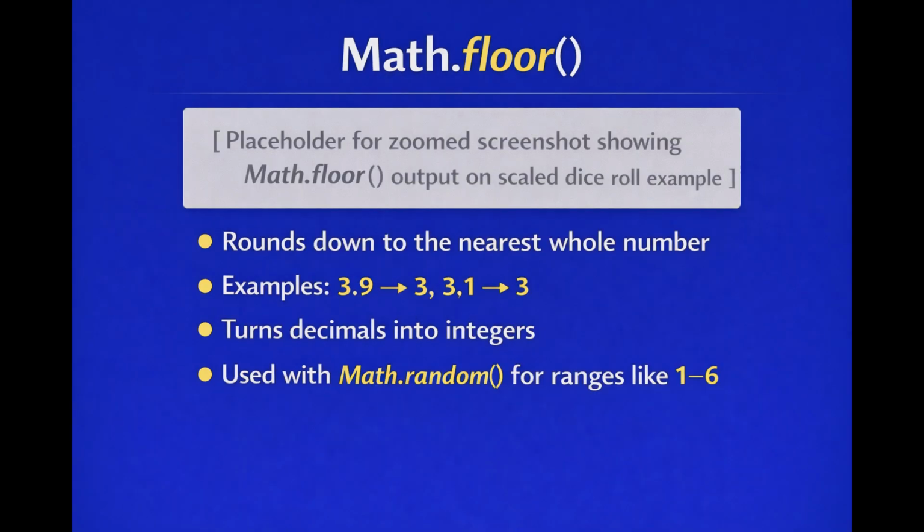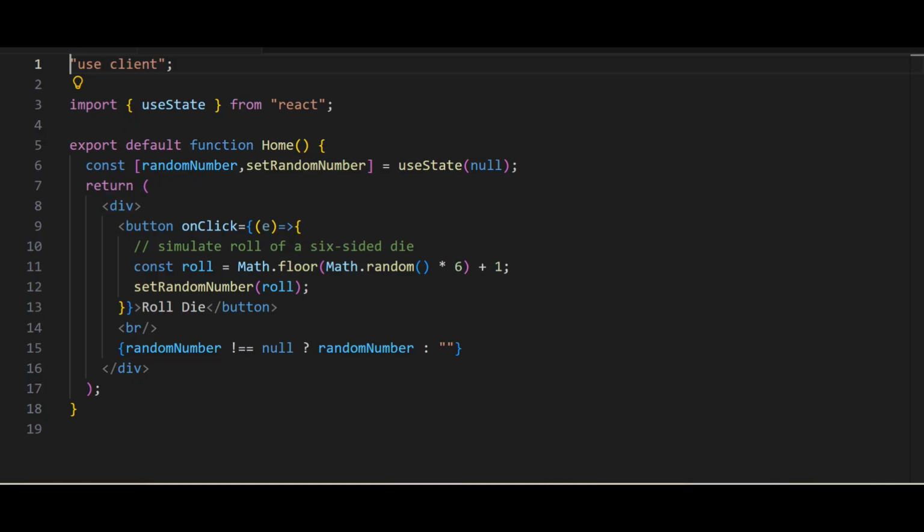Next, let's look at Math.floor. Math.floor takes a number with decimals and rounds it down to the nearest whole number. For example, 3.9 becomes 3, and 3.1 also becomes 3. It always rounds down. This is important because Math.random gives us decimal values, but a dice roll needs whole numbers. In this app, Math.floor is what turns our scaled random decimal into something we can actually use as a dice roll. Now let's look at the code that ties this together.